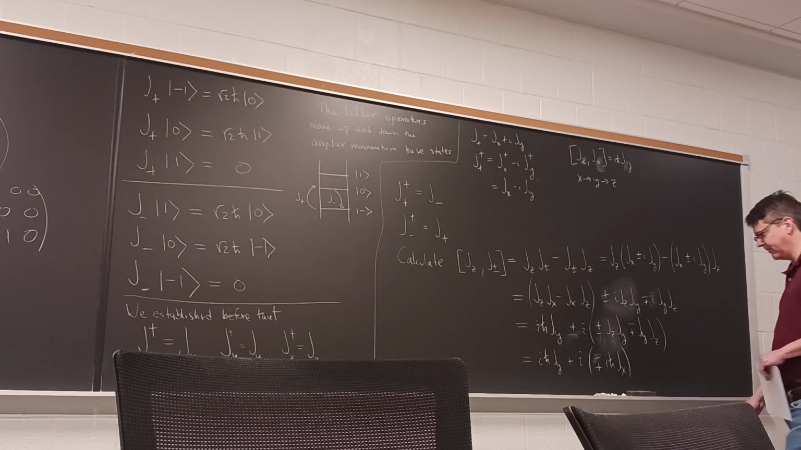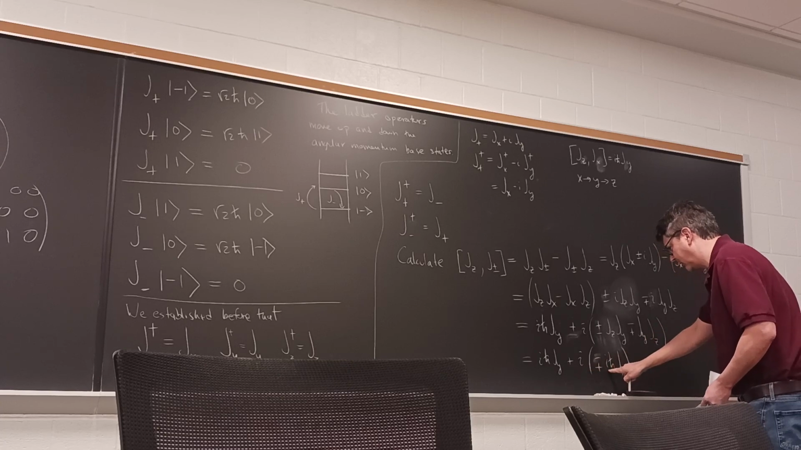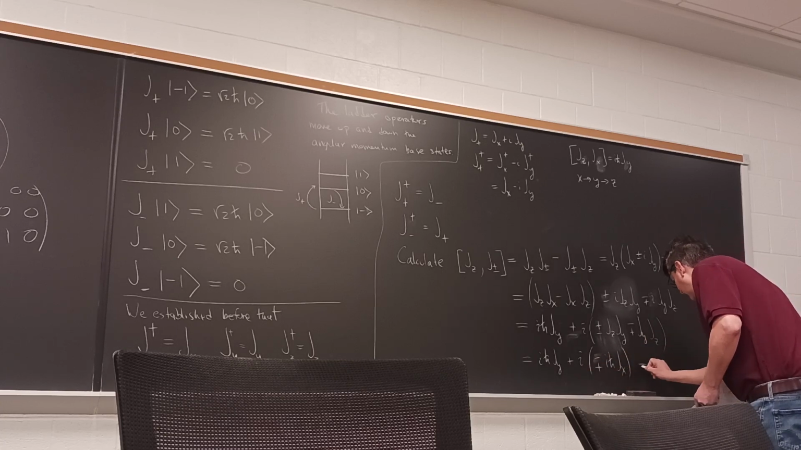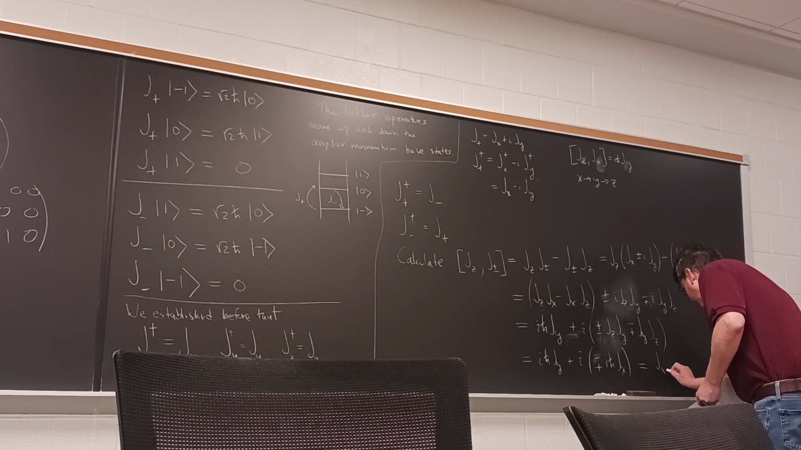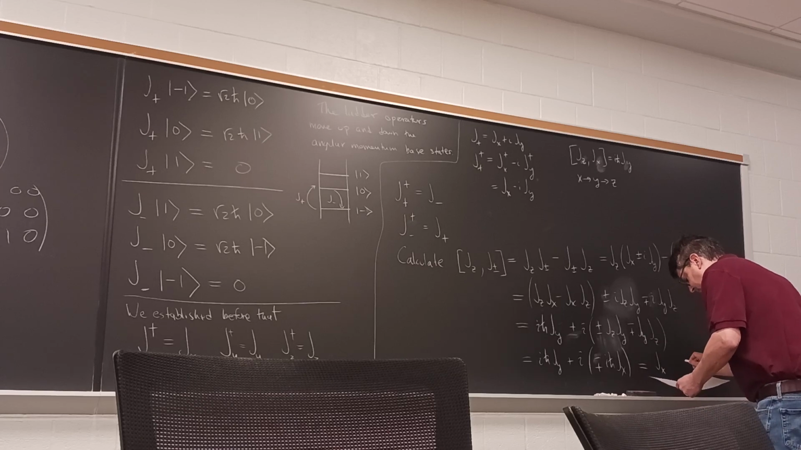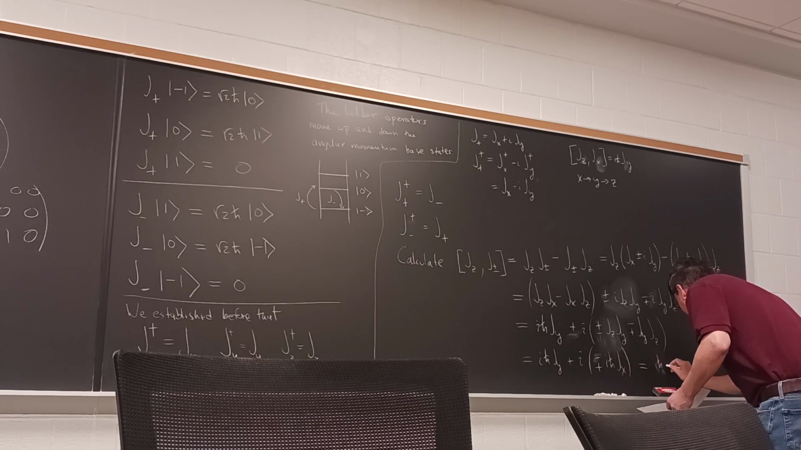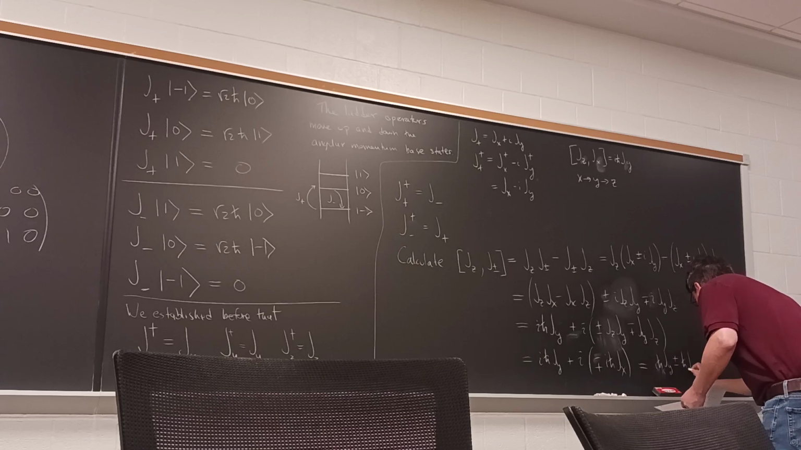Okay, so then this i will give us a minus 1. And so ultimately then we'll have Jx, we'll have i h bar Jy plus minus h bar Jx.